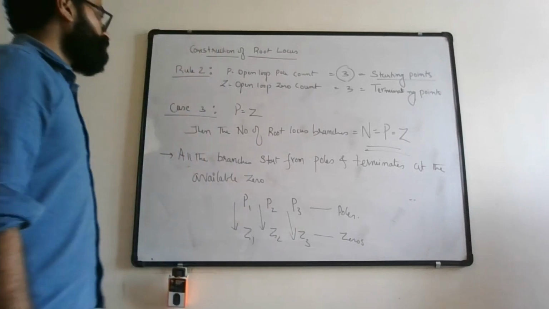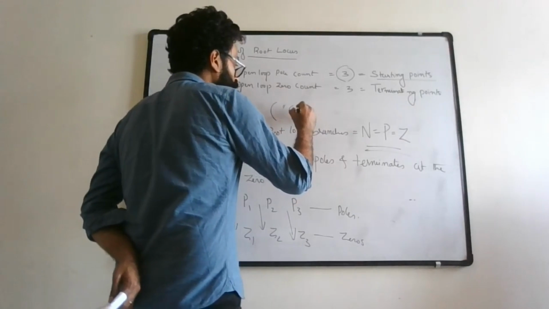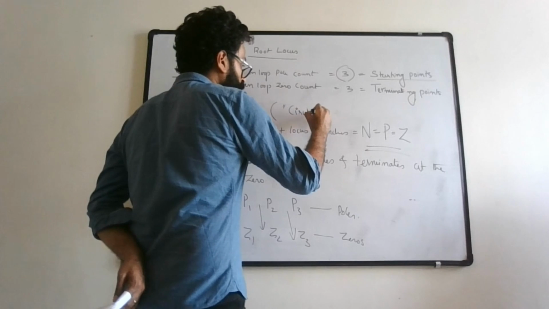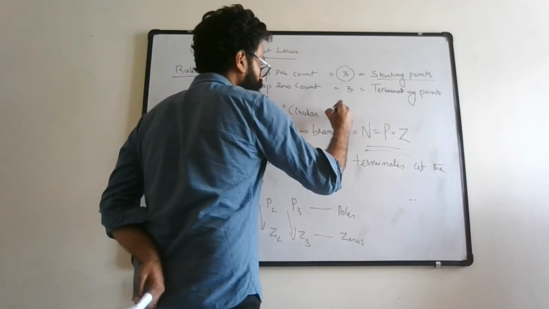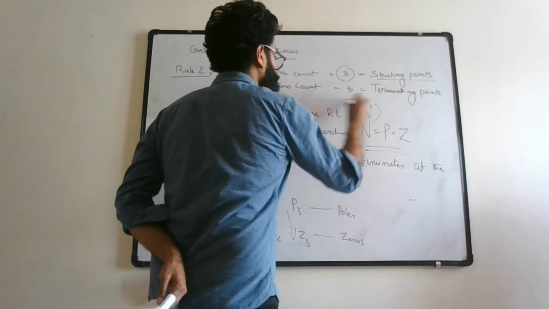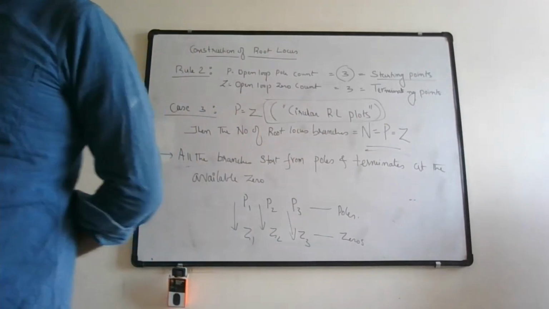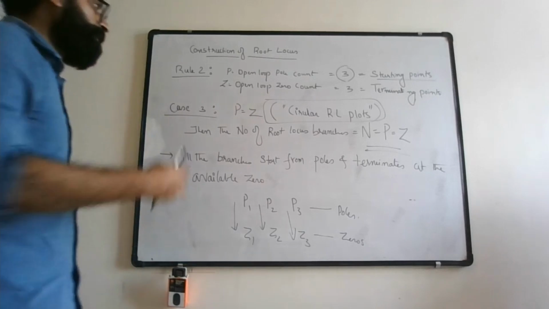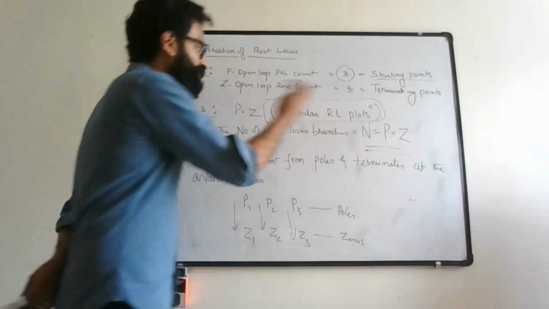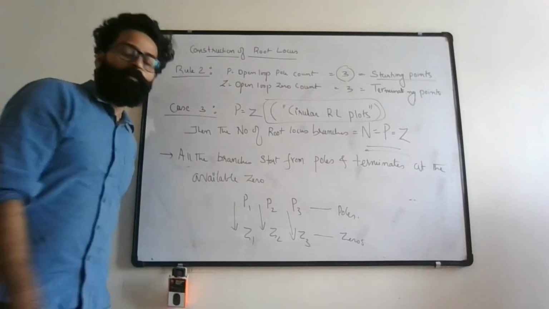Such problems basically give circular root locus plots. It's an interesting property. Whenever p is equal to z, such problems basically give circular root locus plots. So these are the three possibilities.